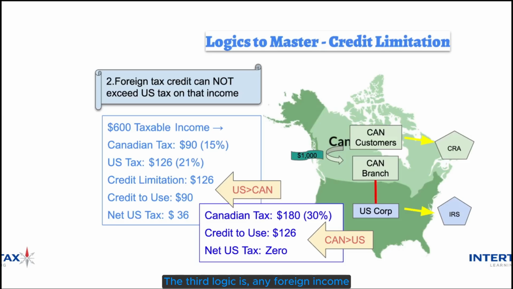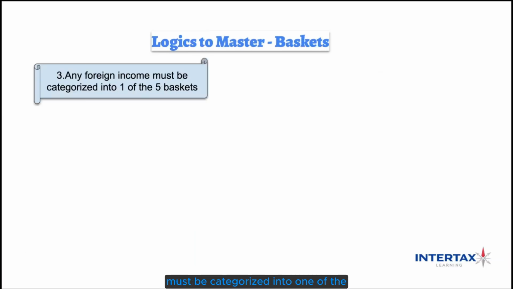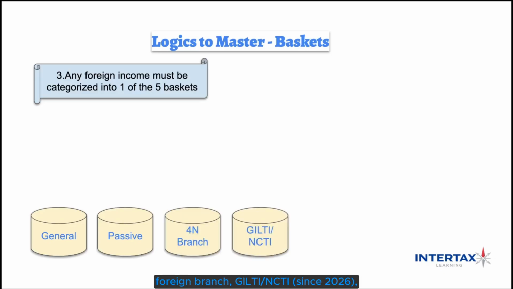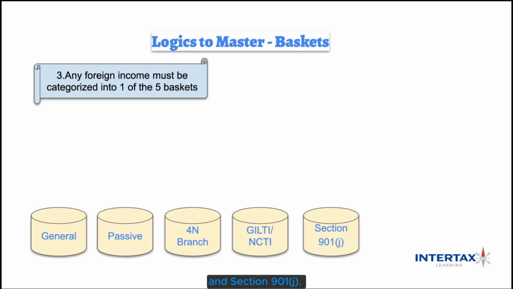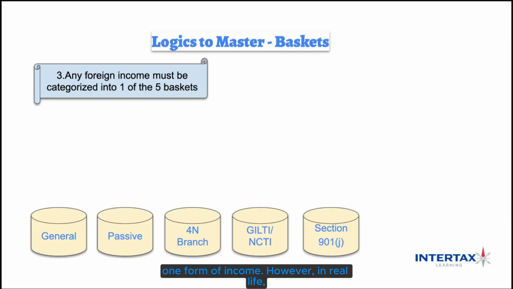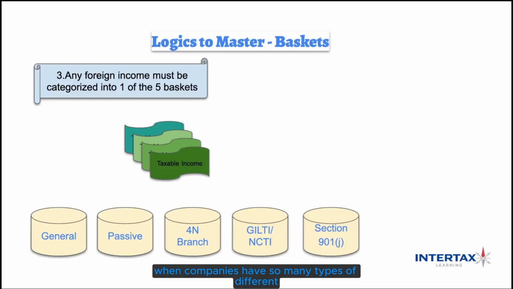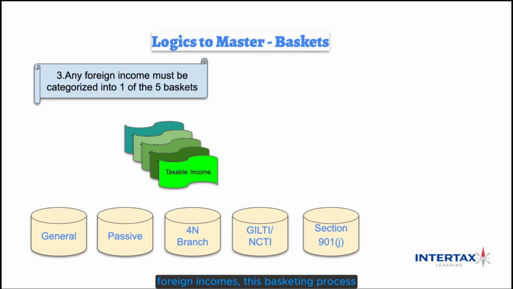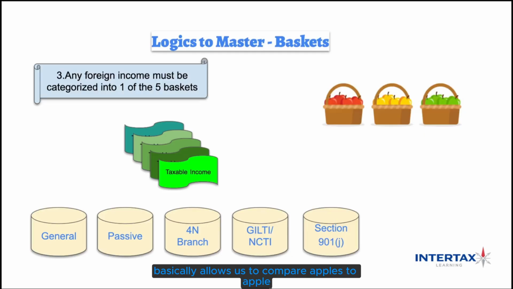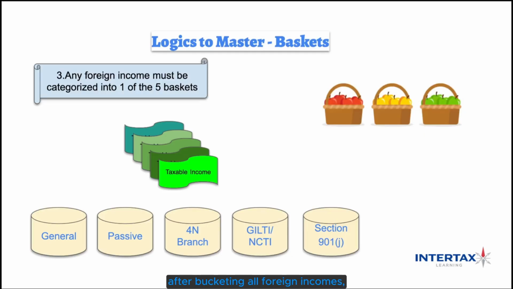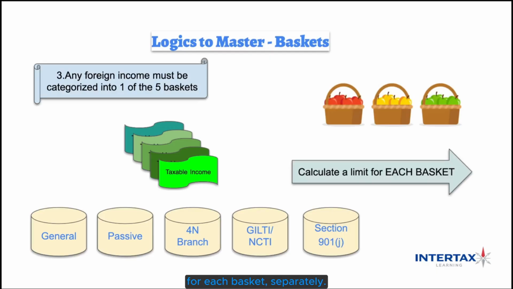The third logic is that any foreign income must be categorized into one of the five baskets: general, passive, foreign branch, GILTI or NCTI, and Section 901(j). In our previous example, we have only one form of income. However, in real life, it's quite unrealistic to have only one form of income. When companies have many different types of foreign income, this basketing process basically allows us to compare apples to apples. After bucketing all foreign income, we can then decide the limitation for each basket separately.